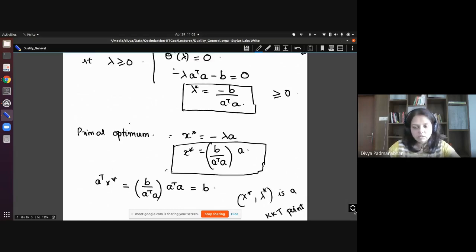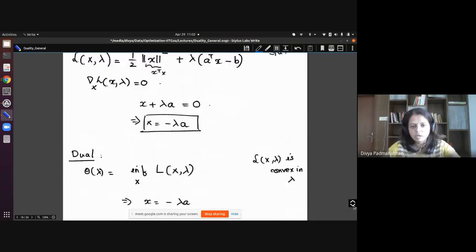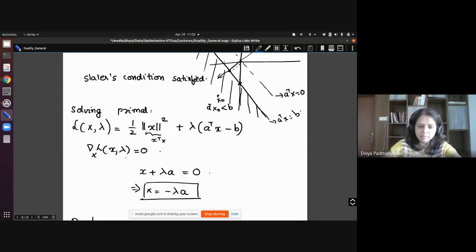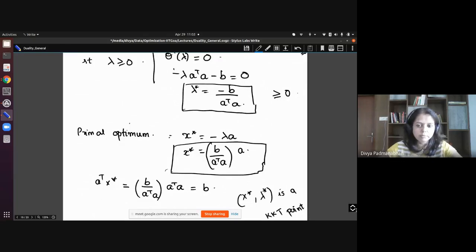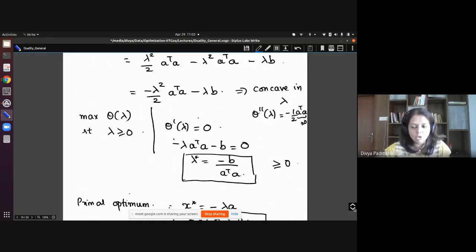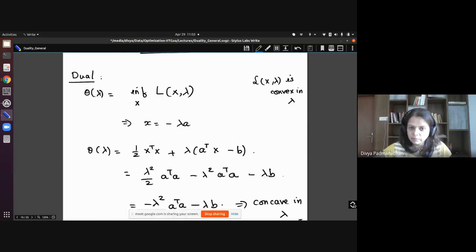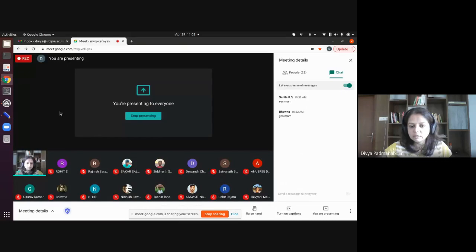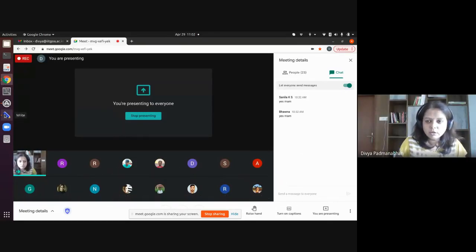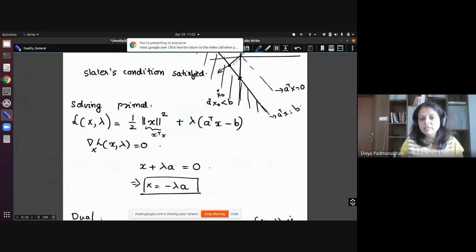Just to verify this, you should go and try to solve the primal on your own, using the method we did earlier by choosing which of these is active and which is inactive, and then you will get this same x star and lambda star as a KKT point. So these are the two ways to get KKT points when strong duality holds. Okay, Siddharth, did I answer your question? Is it clear? Yes, it's clear. Okay, good. So this is one use case.